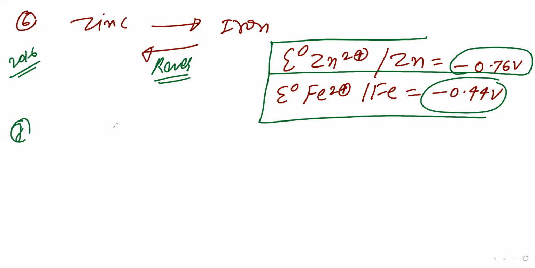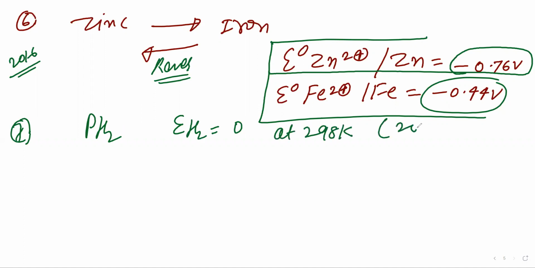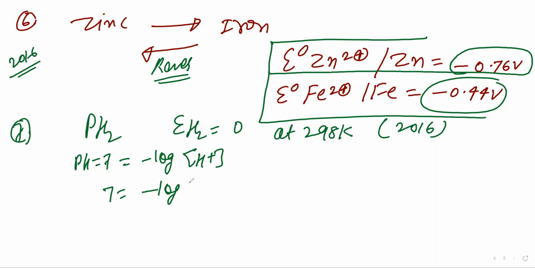The pressure of hydrogen required to make the potential of hydrogen electrode zero in pure water is. So pressure of hydrogen you have to find at electrode potential of hydrogen is zero at temperature 298 Kelvin, asked in 2016. So see the formula. So pH value for water we know that is 7. So pH is equal to minus log of H plus concentration. So pH is 7, that is equal to minus log of H plus value. So H plus concentration will be 10 raised to minus 7 molarity.